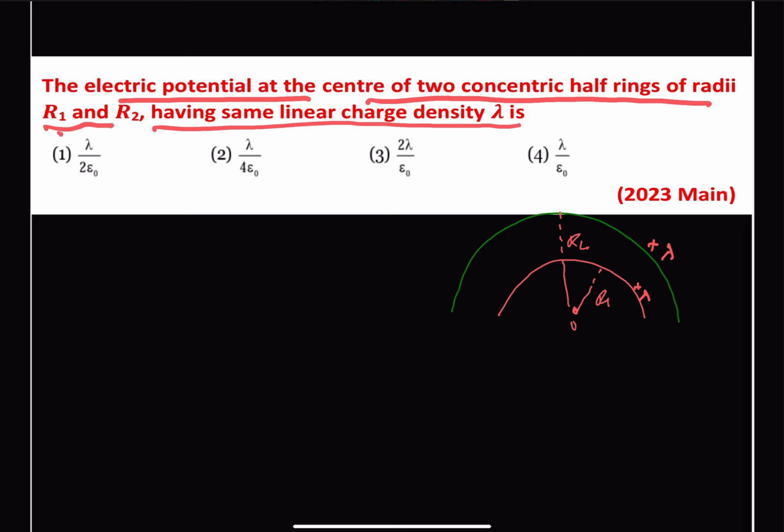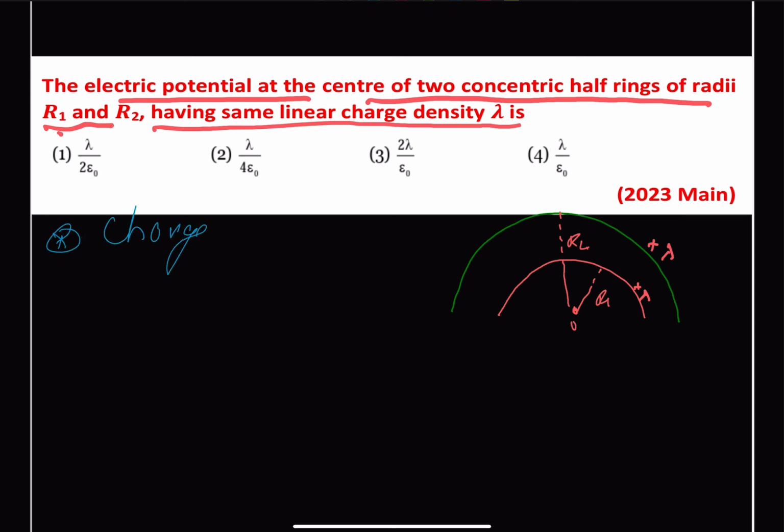And we know the electric potential due to a point charge q, and based on this we can find out the potential because of the half ring also. So let's first of all find out the charge on each half ring, because we are given a charge density, and in the formula we require the charge. So we start with the charge on each half ring.